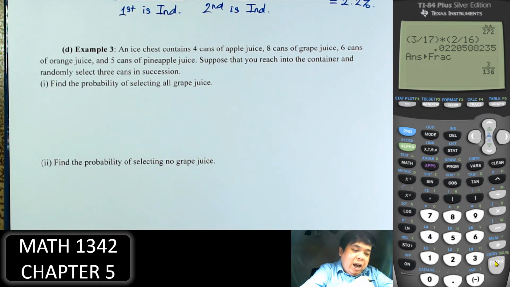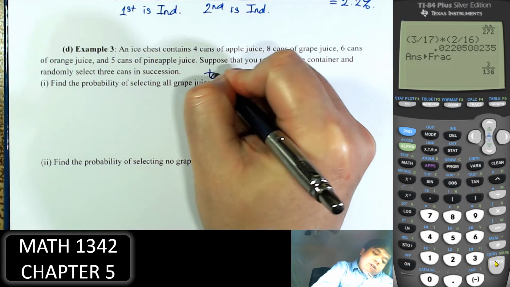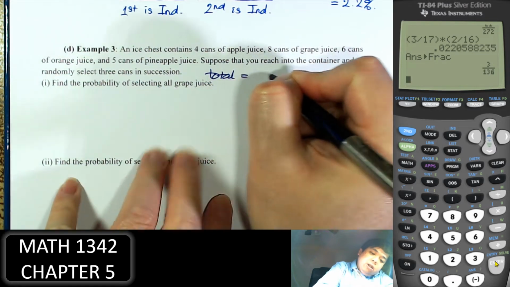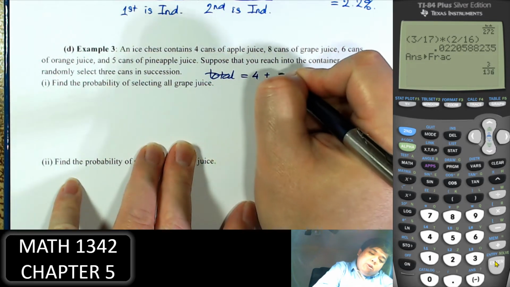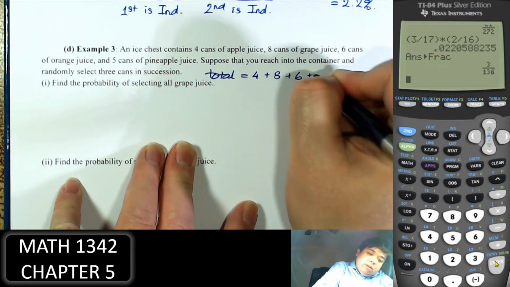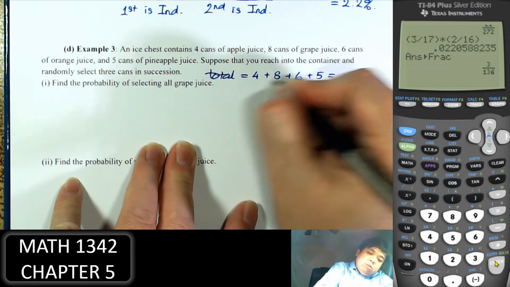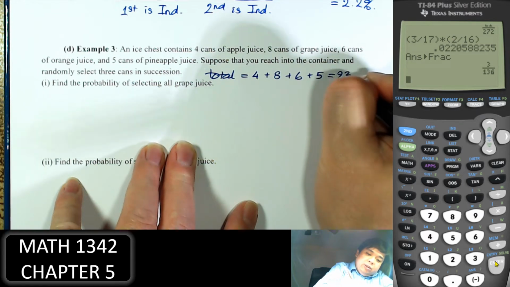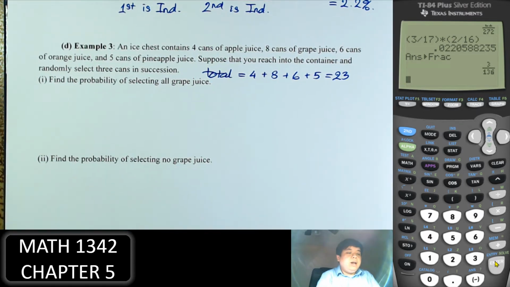Now, an ice chest contains 4 cans of apple juice, 8 cans of grape juice, 6 of orange, and 5 of pineapple. So, right. So the total: 4 apple, 8 grape, 6 orange, and 5 pineapple. So that will be 10, 13, 23. Find the probability of selecting all grape juice.